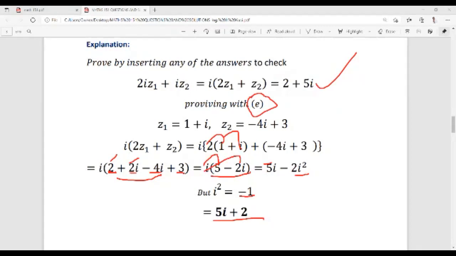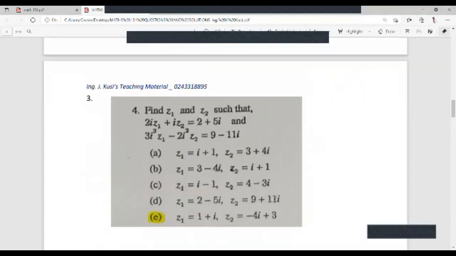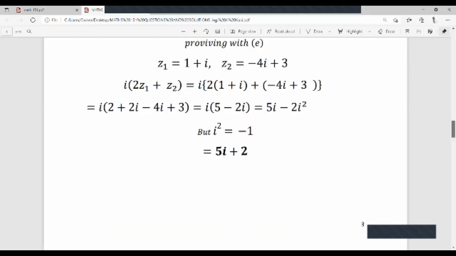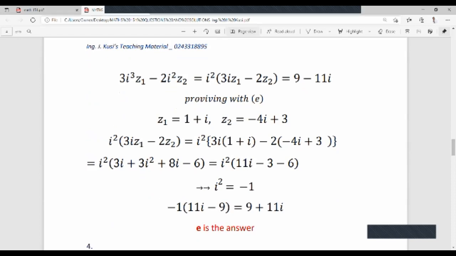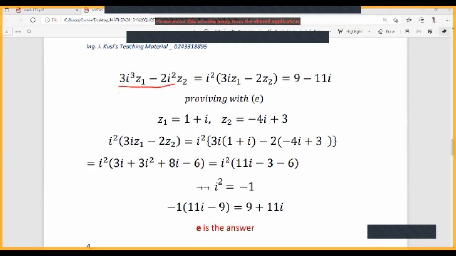So you have to also do the second check, because there are two things that were given to you. So this is the first check. There's another one which says this is equal to 9 minus 11i. Have you seen it? Yes. So once you are sure that it satisfies the first equation, then you put it in the second equation and see if it will satisfy it. Then you can be sure that that is your answer. So we are going to put it into the second equation. The second equation is this.